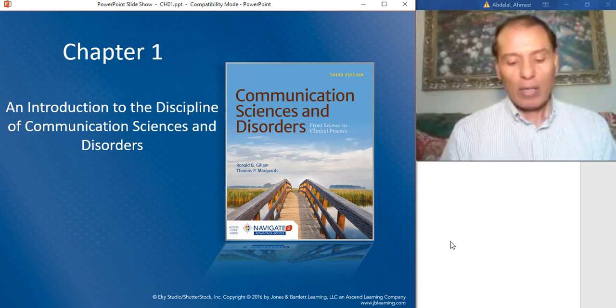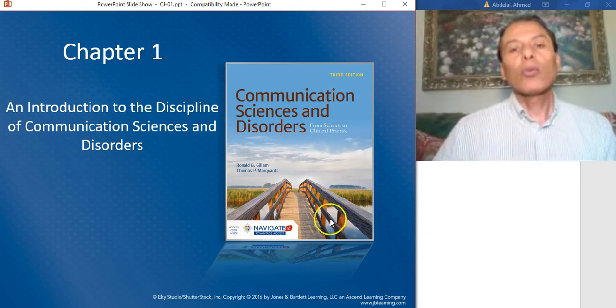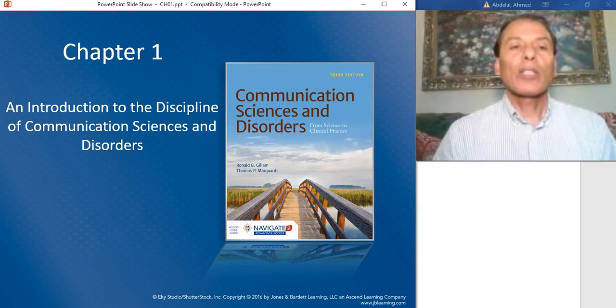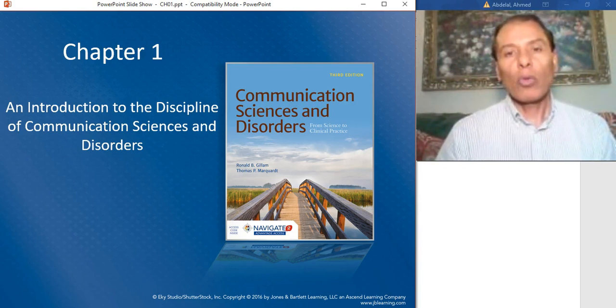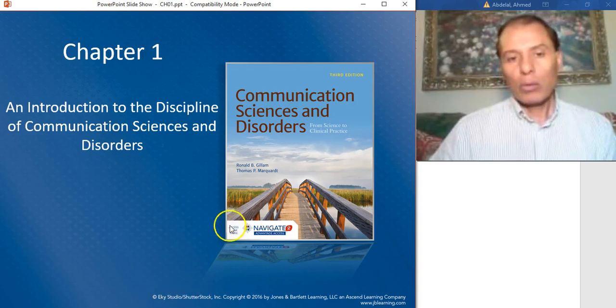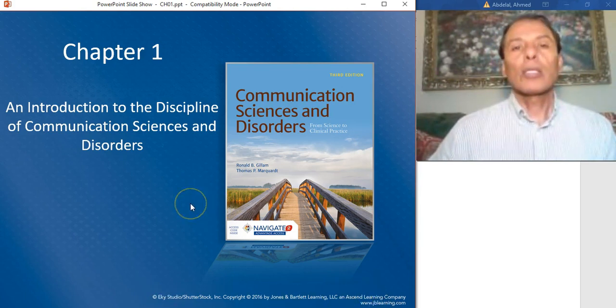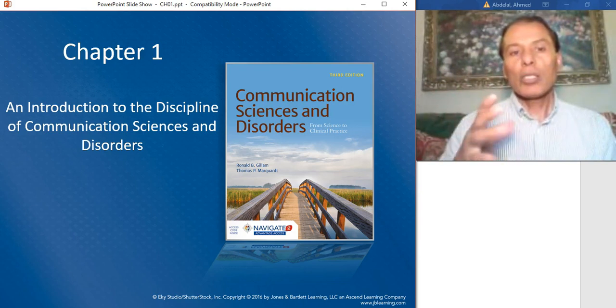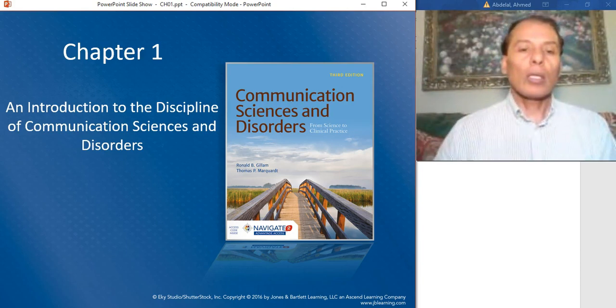This is the first class, or the first lecture in the course, and it is intended to augment and explain the assigned chapter, which is Gillam 2016, the third edition. Credit is given to the publisher, as you see below, for the copyrights of the slides which the publisher provides. I provide minimal modifications, and in the next classes there will be some other modifications by adding some pictures and things, but we try to keep the content as consistent as possible with the assigned chapters.